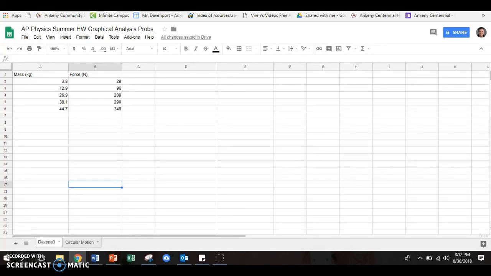Alright, you guys, we're here solving through a couple of the problems I think you might have some questions on from the summer homework packet. I'm going to do a quick, intense look at number 3 and number 4. Those are the two graphical analysis problems. I think those will be the ones that people have the most questions about. The others are pretty straightforward.